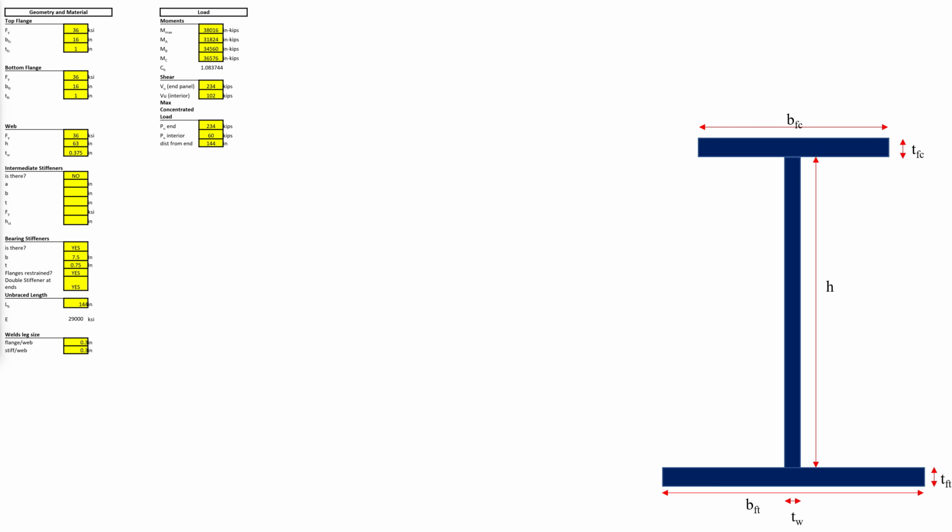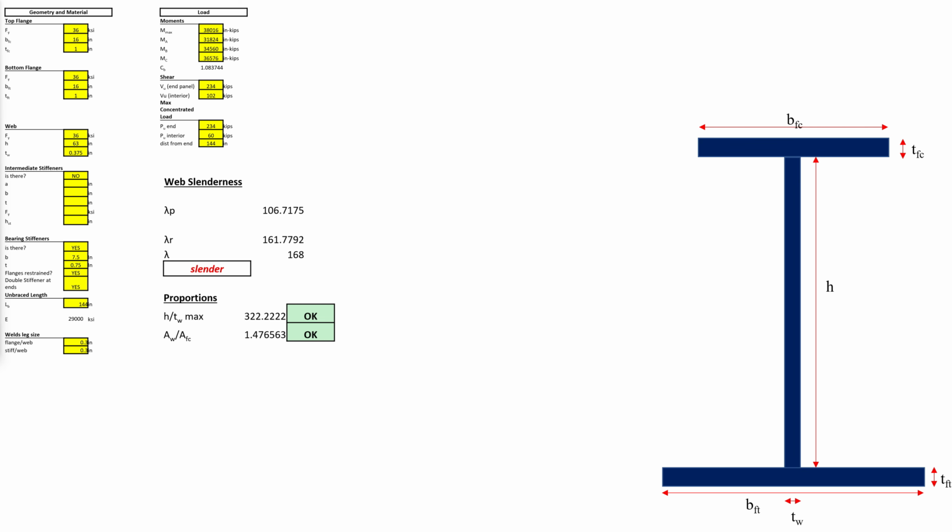We start with the web slenderness check, where the slenderness ratio is compared to the non-compact and slender limits from AISC specifications Table B4.1b. Next, we check the proportions for the maximum allowed web slenderness ratio as well as the maximum allowed ratio of web area to compression flange area, referring to AISC specifications Chapter F13.2.